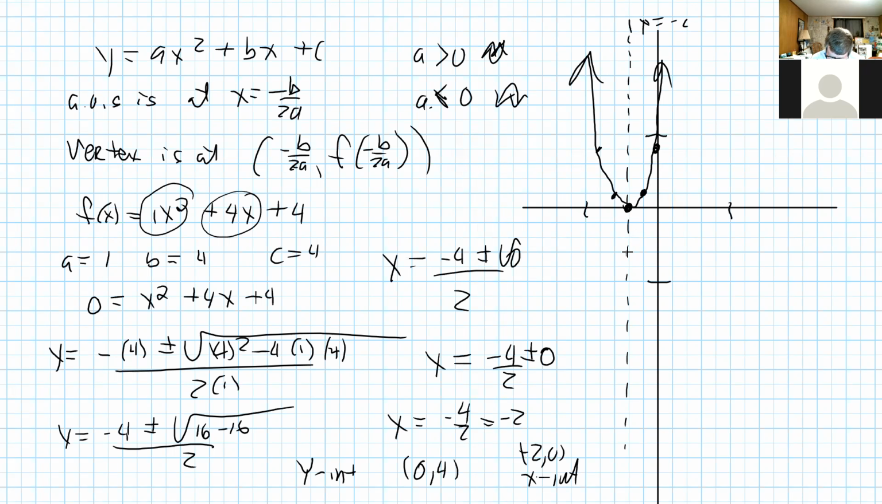Oh, it's right here. I erased it. That's why I can't find it. Anyway. You find the vertex, plot it, plot one other point, but it may also ask you, not necessarily to plot them, but what are the x and y intercepts?